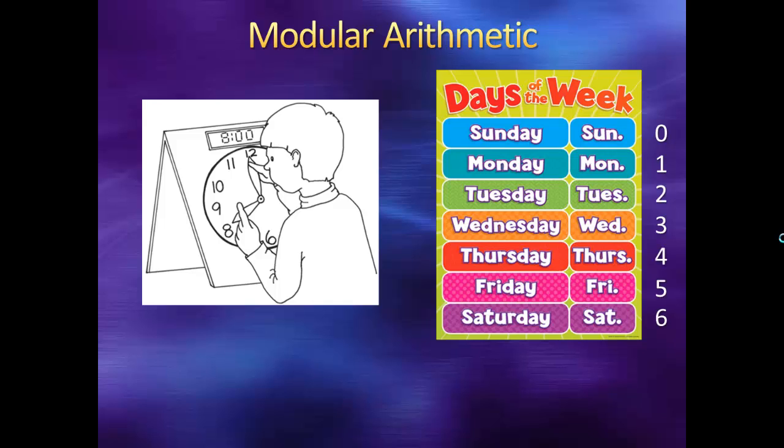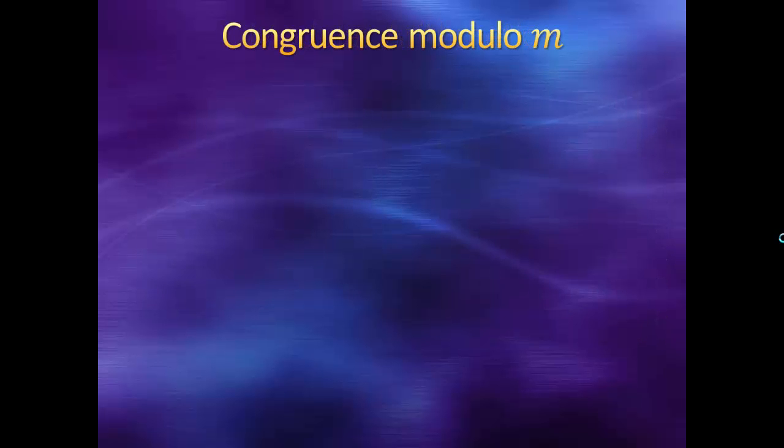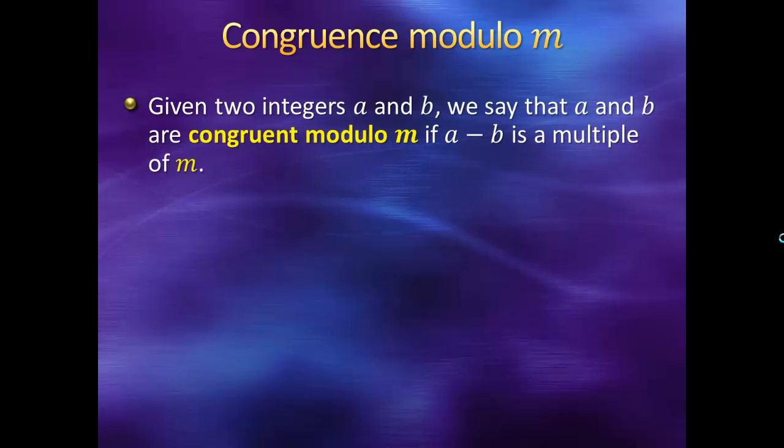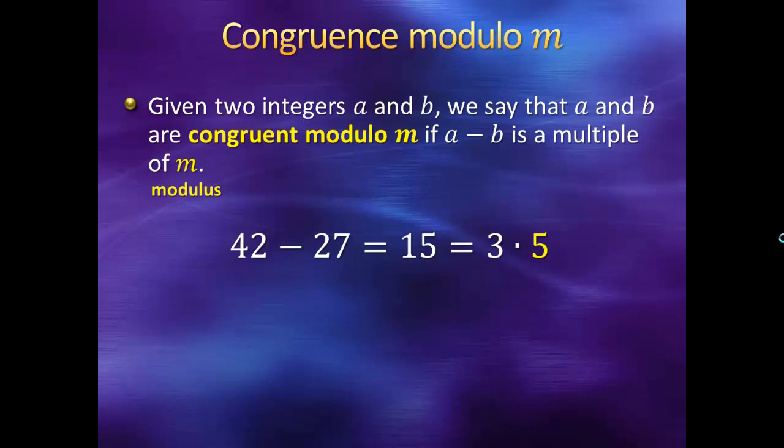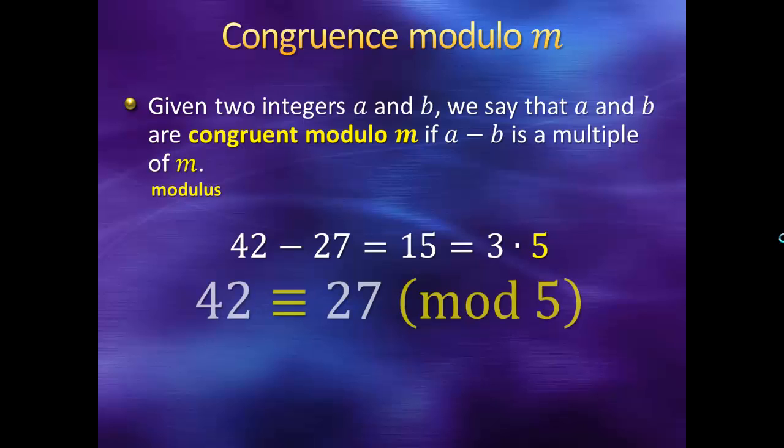And so on. So let's make some definitions, and introduce the concept of congruence modulo m, where m is some natural number. We say that two integers a and b are congruent modulo m if a minus b is a multiple of m, which we call the modulus. So for example, 42 is congruent to 27 modulo 5, because 42 minus 27 is 15, which is indeed a multiple of 5. Most mathematicians write this congruence like this, where instead of an equal sign, we use 3 bars, which is read as is congruent to.